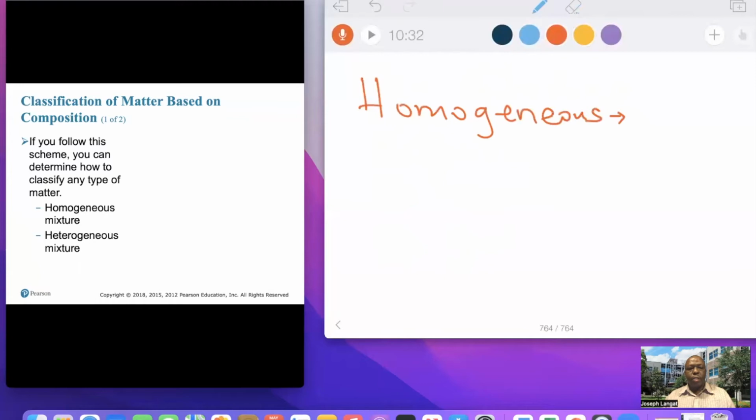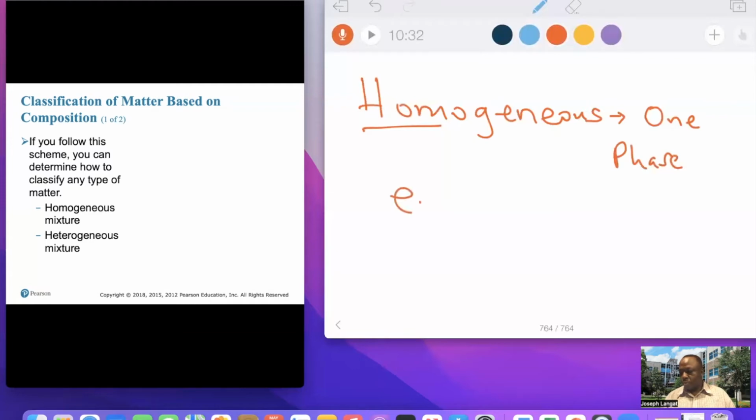This means, from the word homo, it means one phase. It means you have more than one substance in a mixture, but it appears as if it is only one substance. For example, I may have liquid H2O. If I dissolve table salt, sodium chloride, it will dissolve. It will look clear, like pure H2O, but in essence it is a homogeneous mixture. That means you have one phase.